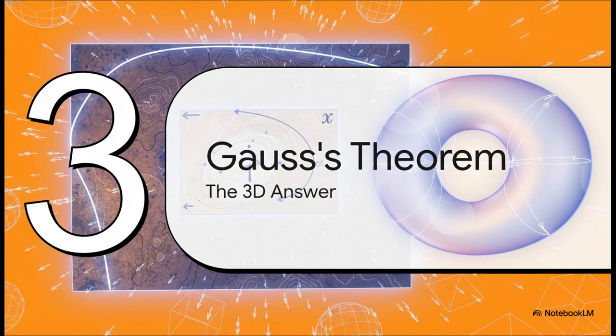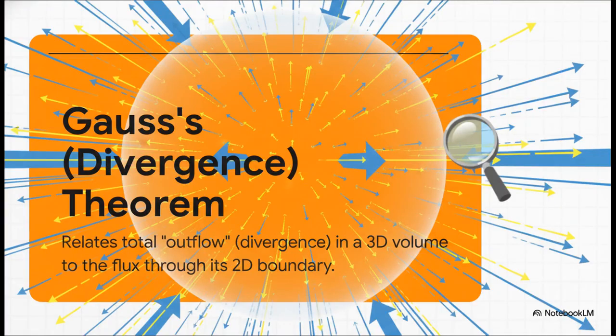Okay, so we've done a line, a flat area, a curved surface. There's only one place left to go, right? A full 3-dimensional volume. And this brings us to our final epic theorem. This is Gauss's theorem, sometimes called the divergence theorem. Now notice the language has changed.